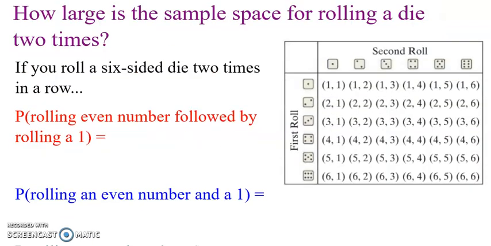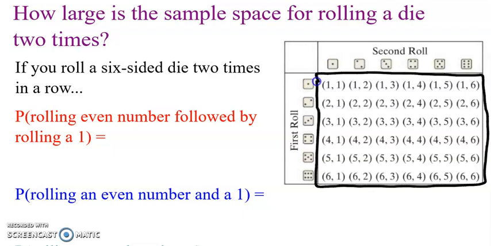So now in this example, we're looking at how large the sample space is for rolling a die 2 times and the probability of specific events here. So now if we've got 2 dice that we're rolling, we've got 6 options for our first roll, 6 for our second. So we take 6 times 6, that gives us a total of 36 different options here for different outcomes in our sample space.